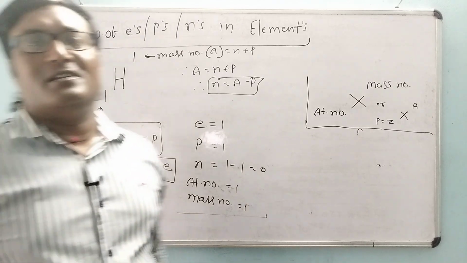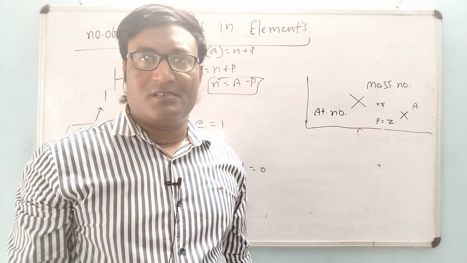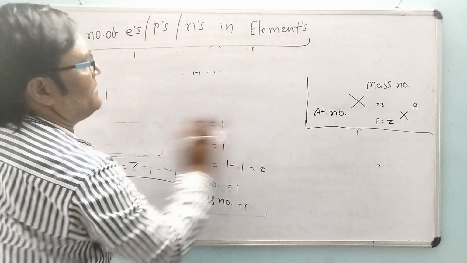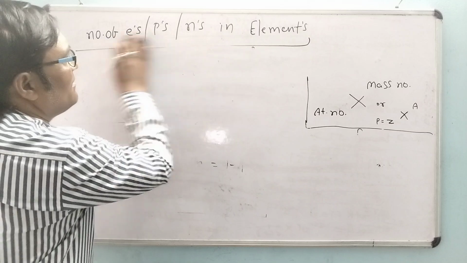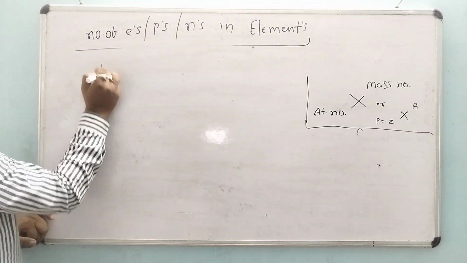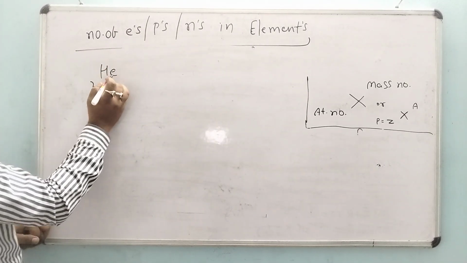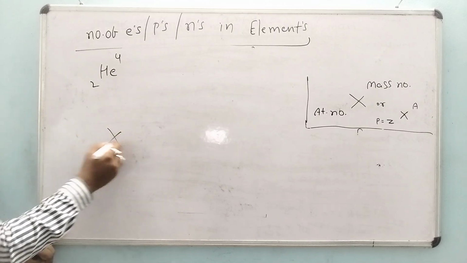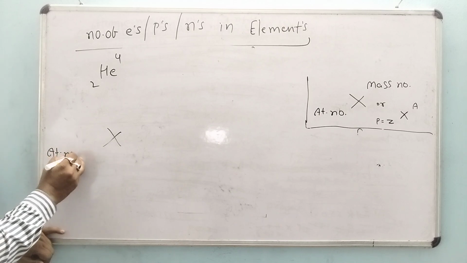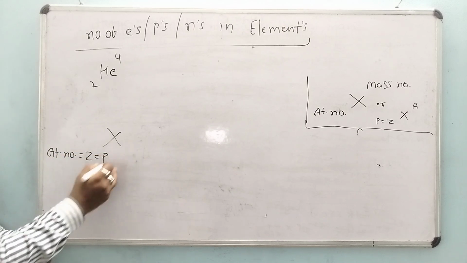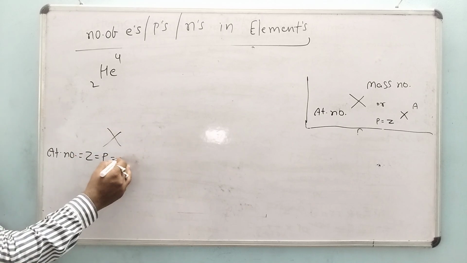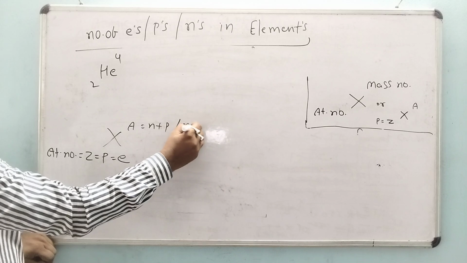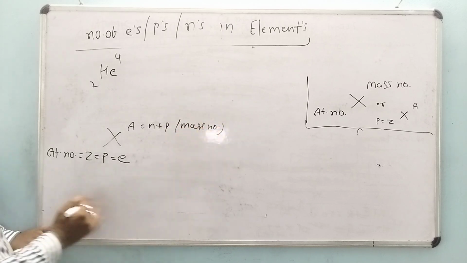Now again we will discuss electrons, protons, neutrons in some other atoms, such as helium, atomic number 2, atomic mass 4. This is the formula: atomic number Z is equal to P. In the case of a neutral atom, P is equal to E. Here A is equal to N plus P, which is the mass number.